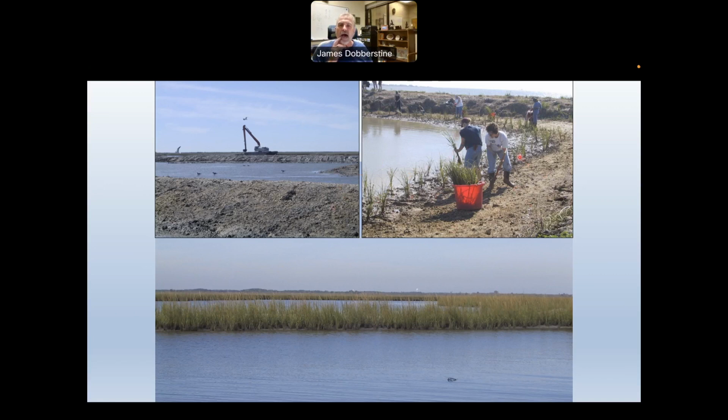Here you're looking at a community restoration. This involves volunteers from the community coming out to plant. They're working through a process called sprigging, which we'll talk about as well. So they're planting these actual stems.